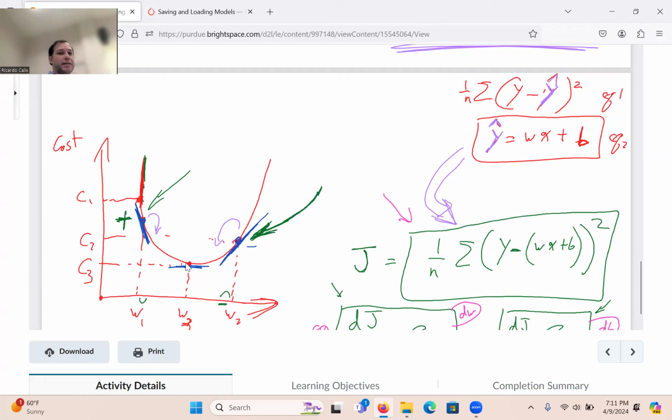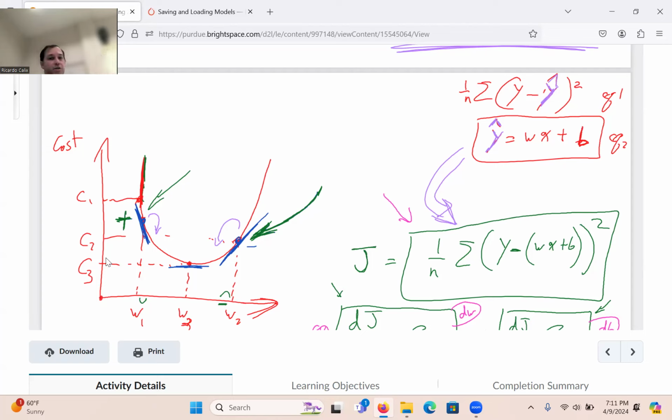So what does that mean? At this point, you get C3. And what do you know about C3? It's better than C2 and this one. And so you have, in fact, done what? Minimize the cost. Does that make sense?